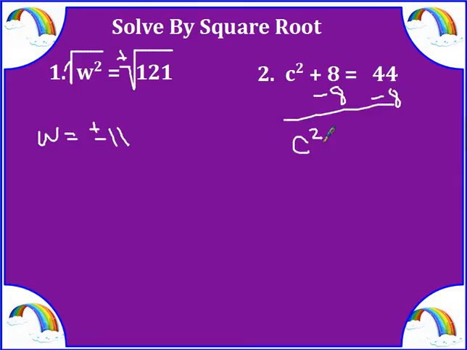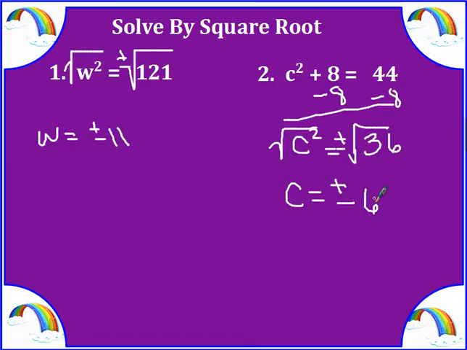And we have c squared equals 36. Taking the square root, remembering to use our plus or negative, and our two roots are positive and negative 6. Those were a little simple.